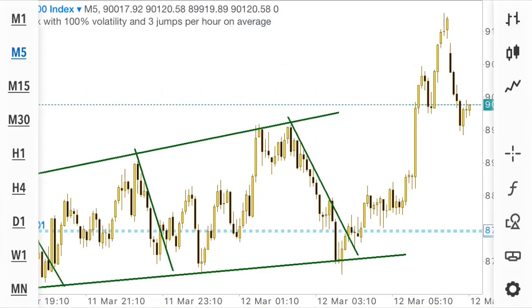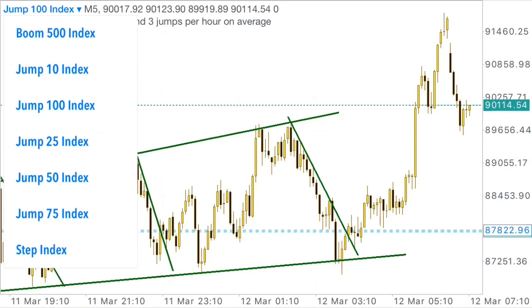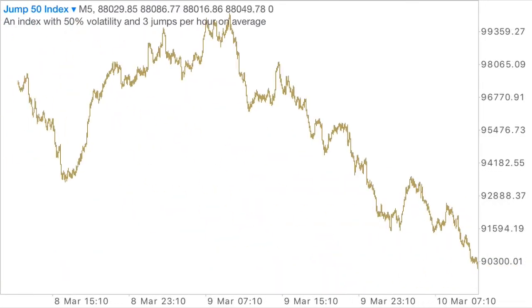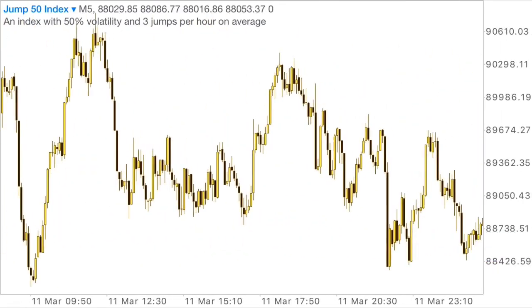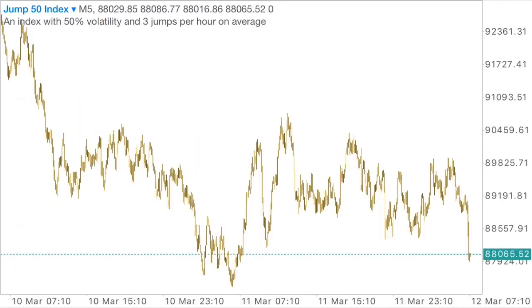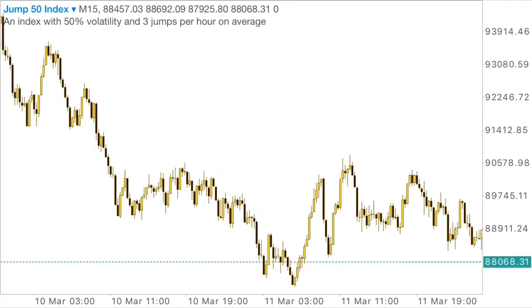This is the jump index, guys. Y'all have seen it. Jump 50. I'm sure there are also other strategies for range trading. I also trade ranges, like consolidations. There's a whole lot of things that you can do. So this is it, guys.